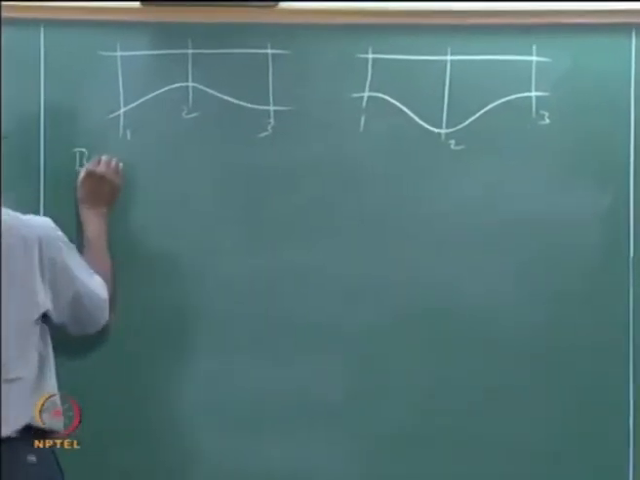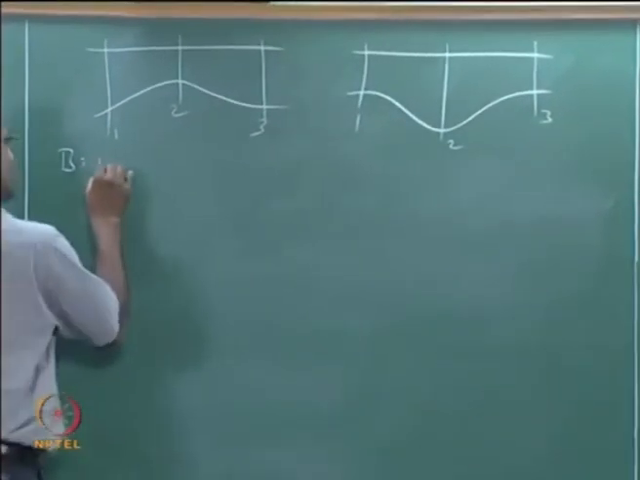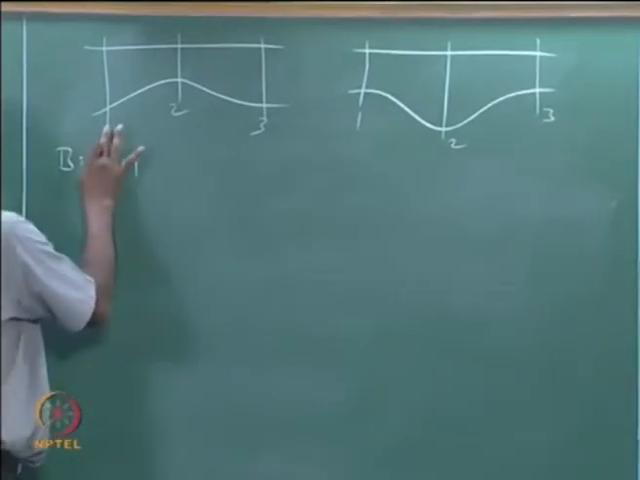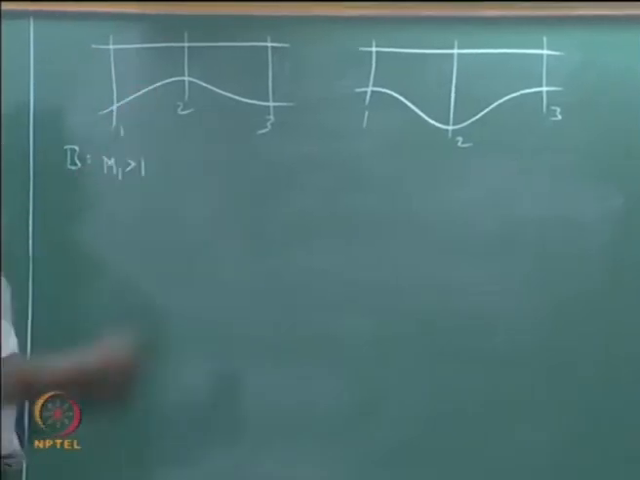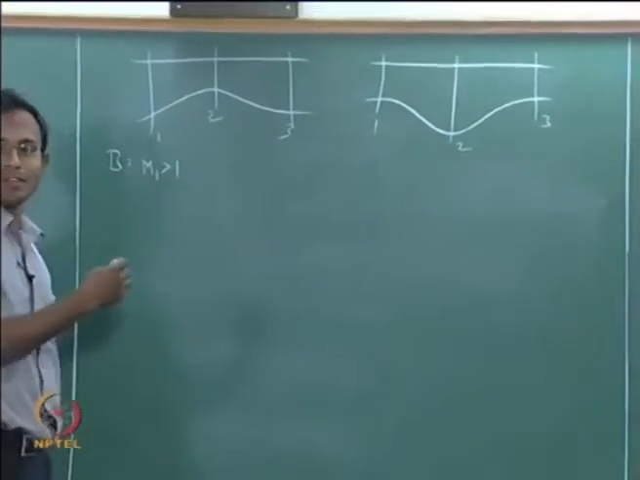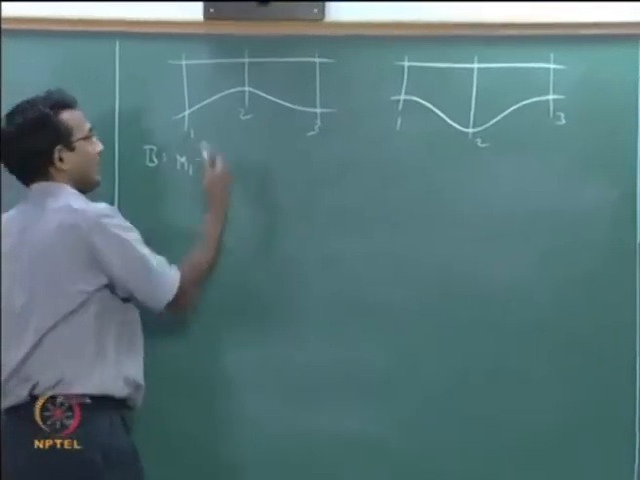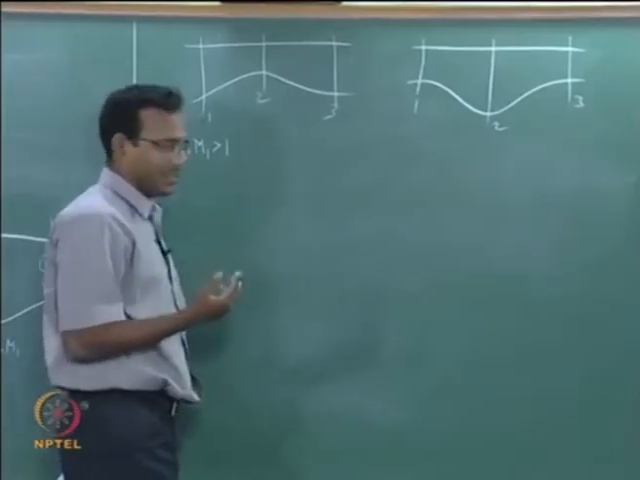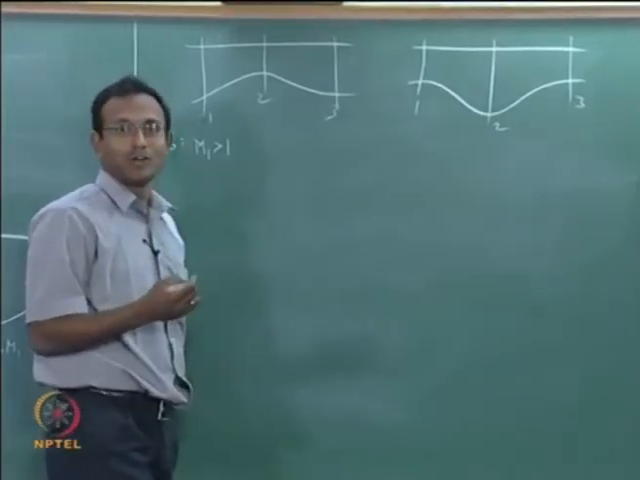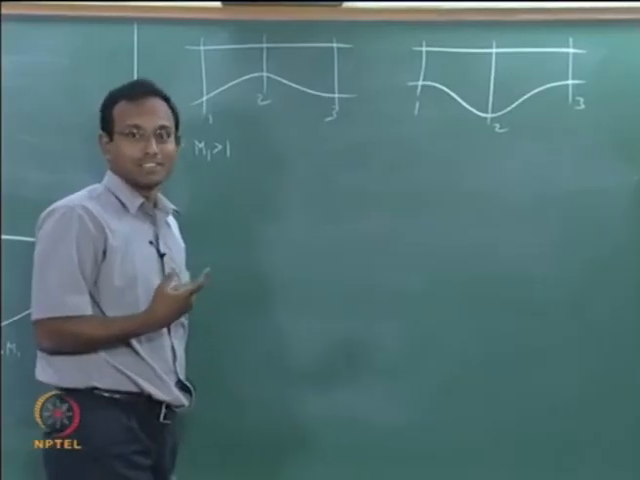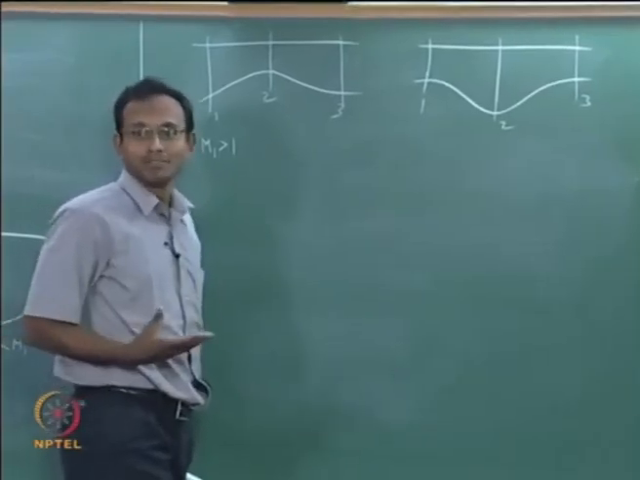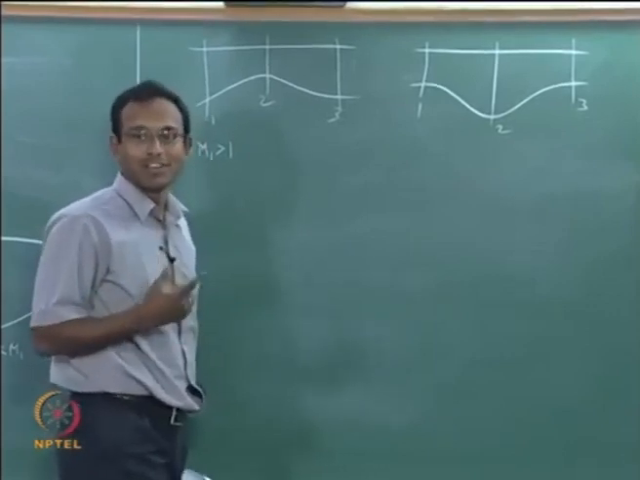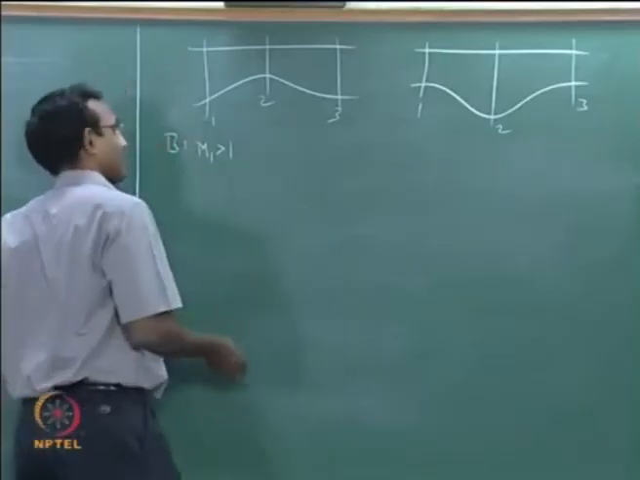I am considering case B where I choose m1 greater than 1, and I have a converging duct here. If we look at the table, it is going to go in the direction of Mach number equal to 1. By the way, a simple thing: if it is a converging duct, it is going to go towards m equal to 1. If it is a diverging duct, it is going to go away from m equal to 1. But this may get confusing after some time. If you do not remember which is towards and which is away, you will get confused. Instead, remember the other statement also.